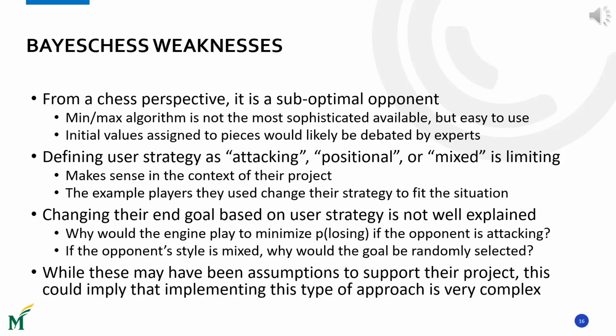Changing the end goal of the system based on the user strategy was not well explained in the article. It doesn't really make sense why the engine would be playing to minimize the chance of a loss if the opponent is attacking versus trying to maximize the chance of victory if the opponent is playing for position. It seems to me that that would be playing into the strategy of the players they measured against, since a player like Karpov, who they defined as playing for position, likely has a strategy for getting people to play into that position. But a player like Fischer wants people to play not to lose so he can try to exploit weaknesses more quickly. I think that this might be okay, but it needed some additional explanation.